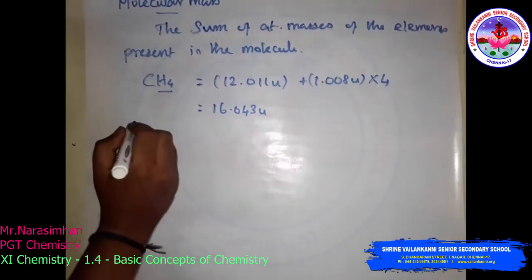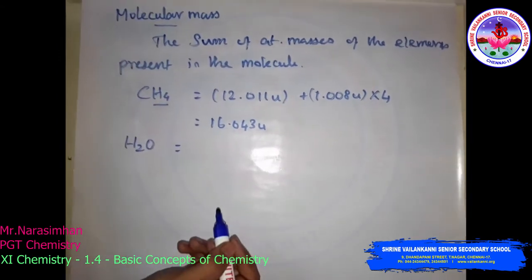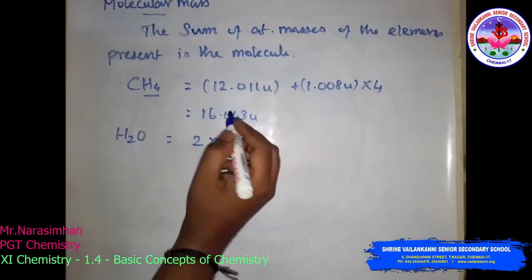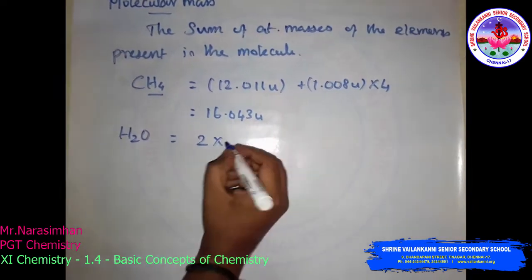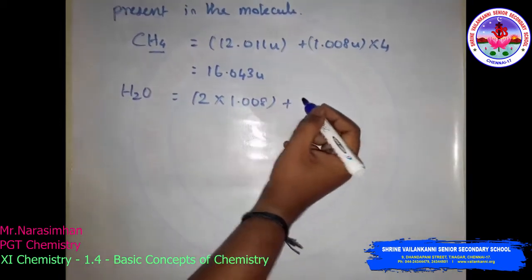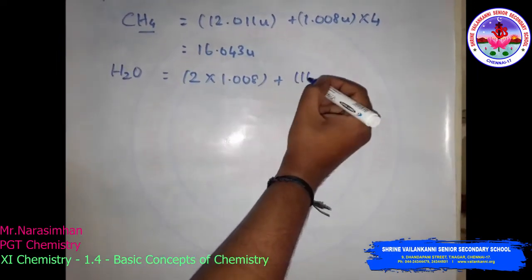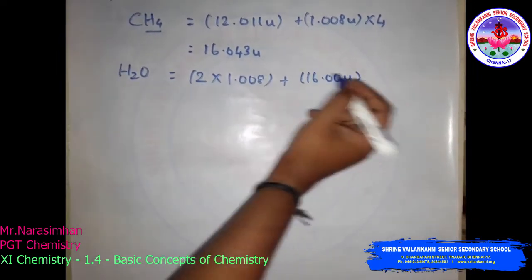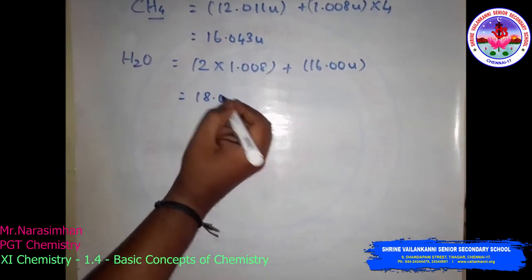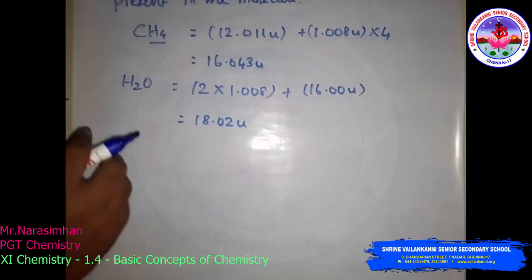Similarly, you can calculate for H2O, the water molecule. What is the molecular mass of the water molecule? 2 hydrogen, so 2 into 1.008, plus oxygen. The oxygen mass number is 16.00 U, and there is only one oxygen. So adding this, you will get 18.02 U. So this is the finding of molecular masses.